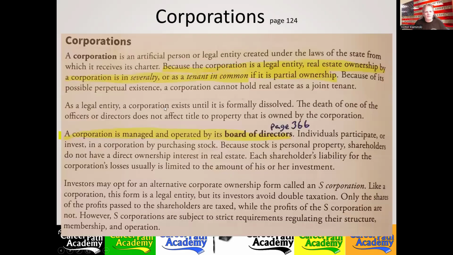All right. So let's highlight, because the corporation's a legal entity, real estate ownership by corporations in severalty or as tenants in common if it's a partial ownership. And a corporation is managed and operated by its board of directors. And then put a little cross reference there, page 366.